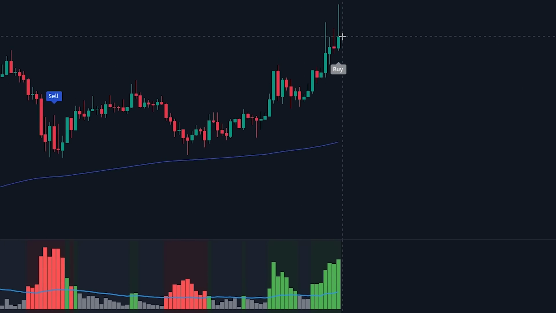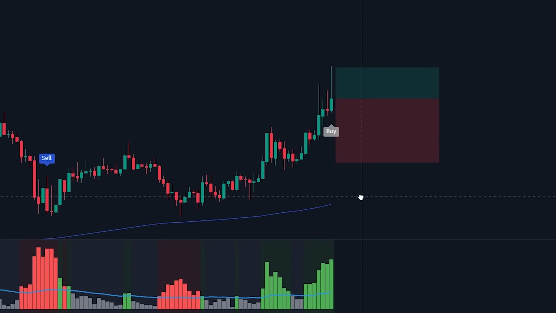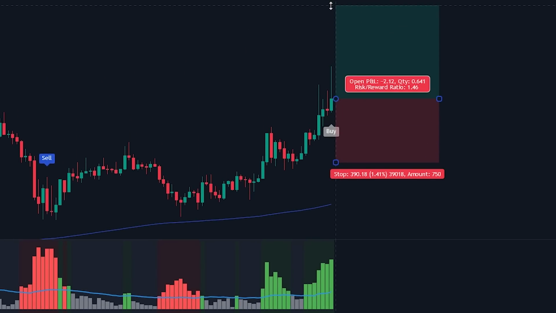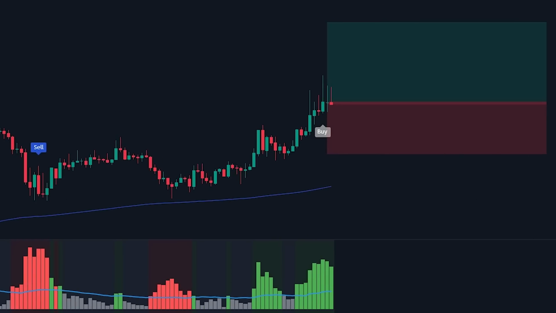We will be placing the stop loss at the recent swing low. For the take profit, we will be targeting a 1.5 times risk to reward ratio. Now let's see how the trade plays out.